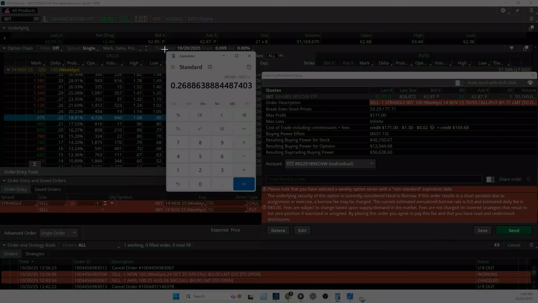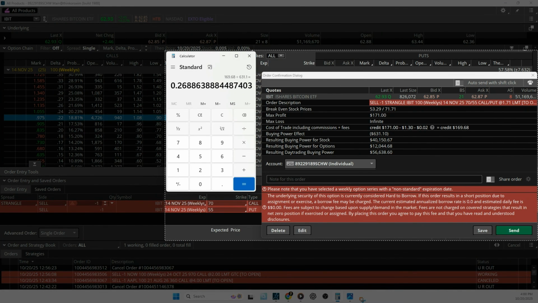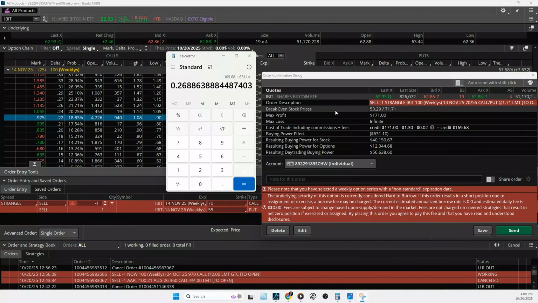Do the strangle, not the one-legged strangle, the two-legged strangle. There you go. All right. Look at that. Isn't that great? Boom. Got a picture. I don't know what I'm going to do with this picture. But deleting that.